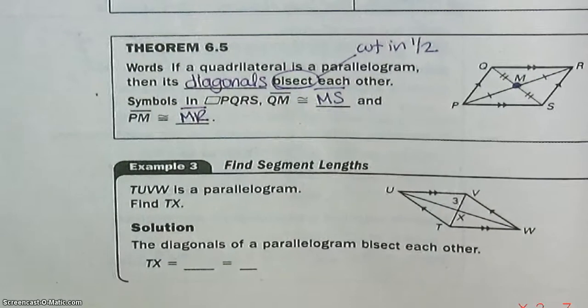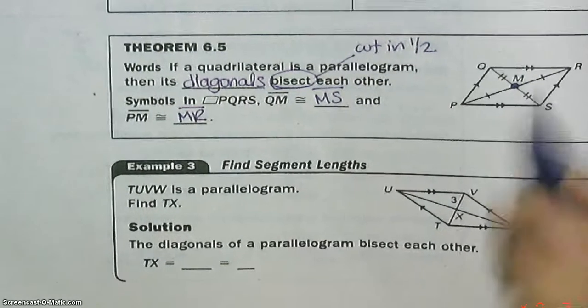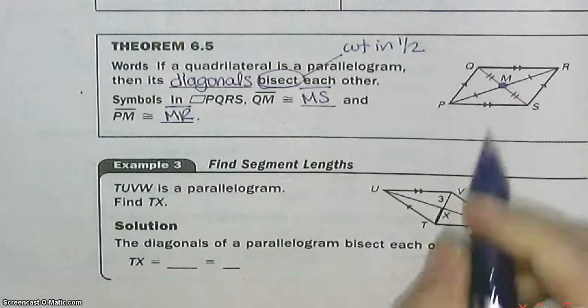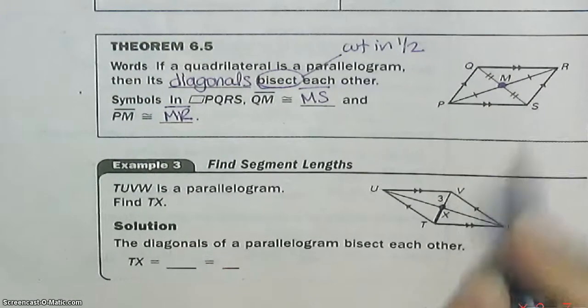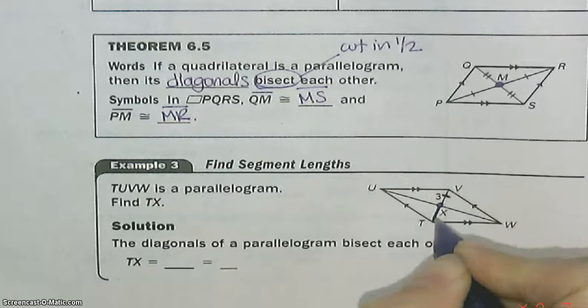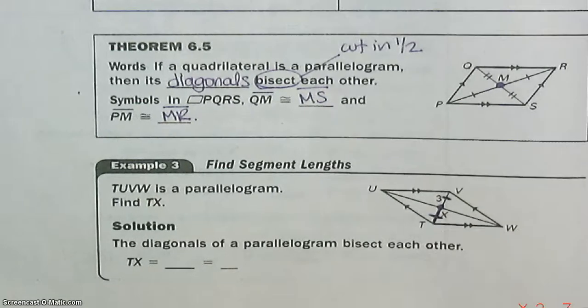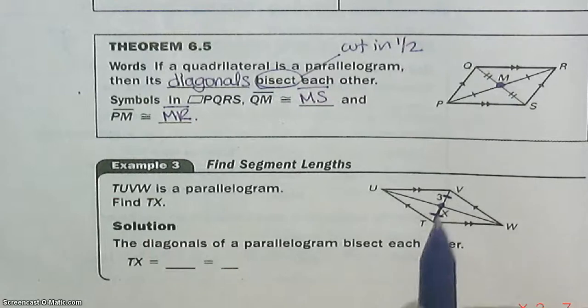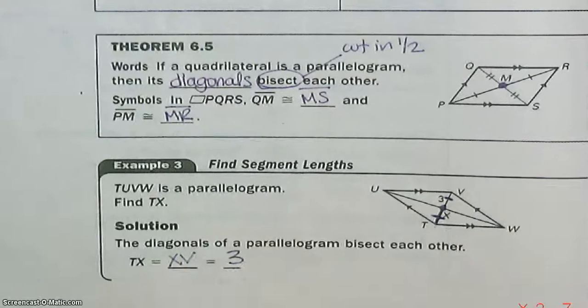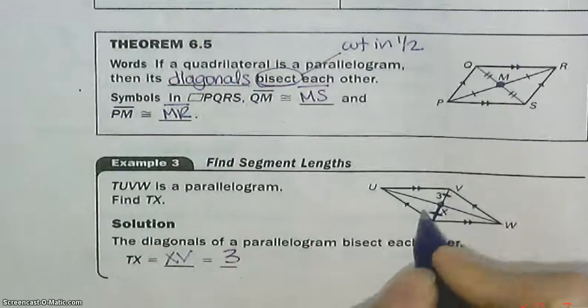Now we're going to apply this. Find TX. So we're going to find this length right here. Well, we know that X is perfectly in the middle. We know that VT got cut in half. So mark this half is equal to this half. So TX is the same length as XV, which means TX is 3. Each half must be equal.